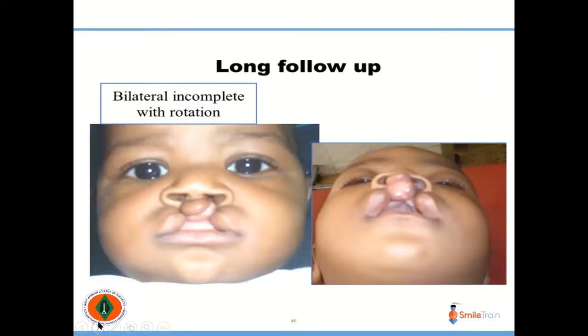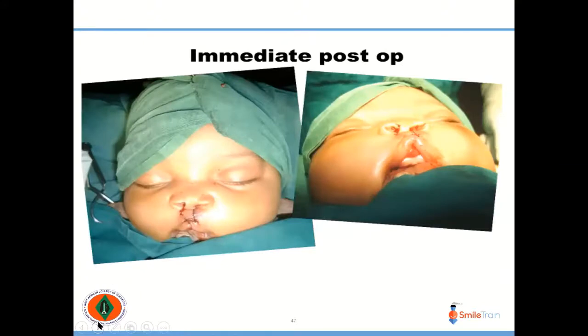So this patient had a longer follow-up. I just want to show you. He came with bilateral incomplete, and there's a rotation. Sometimes we wonder what to do about this rotation. Next. Next, please. In his case, I didn't touch the nose. I felt it was adequate. I did a Millard repair, but you can see it looks quite tight.